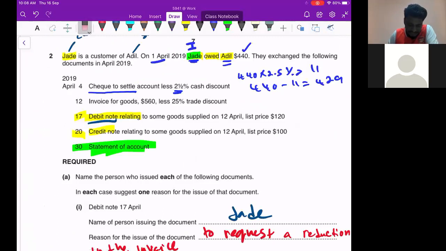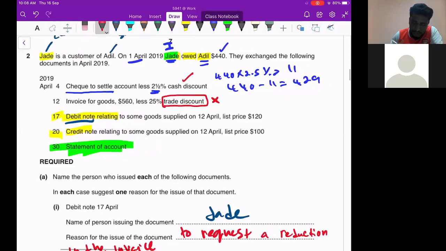Invoice for the goods is 560 less trade discount. Remember, trade discount we cannot record in the ledger. So we will exclude the trade discount. Cash discount you must record in the ledger account. Trade discount we cannot record in the ledger account. Okay, we will exclude the 25%.